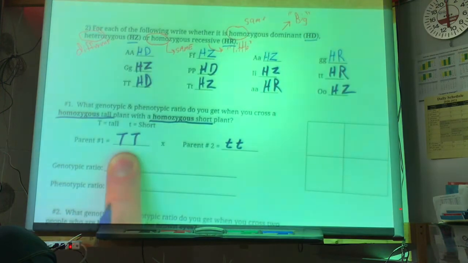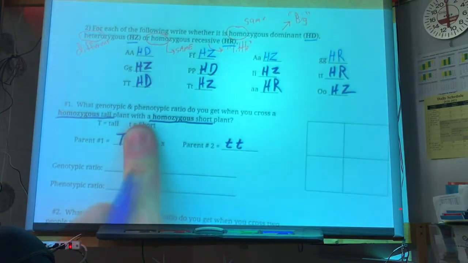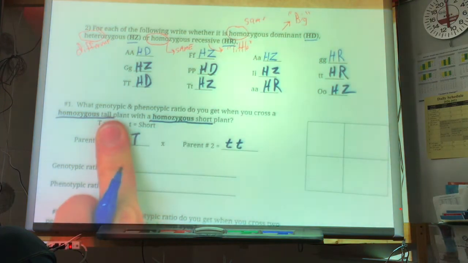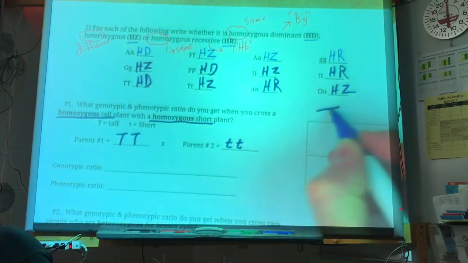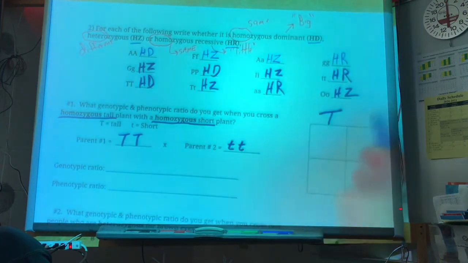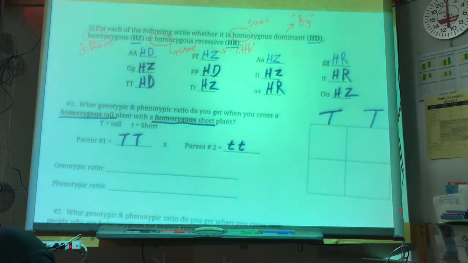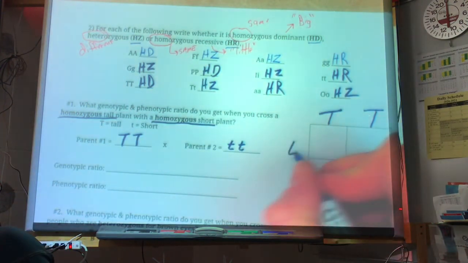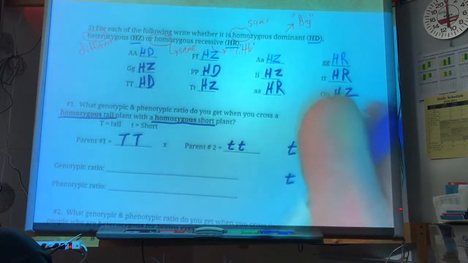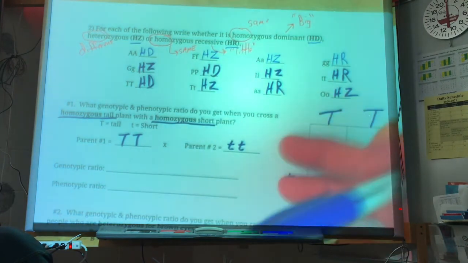Then this parent is going to pass on a big T during meiosis, or they're going to pass on that big T. So we put a big T on one column, and we put a big T on the other column. If you wanted to, you could put them in the rows. It doesn't matter where these get put, or whether parent one is here or here, just for the record.